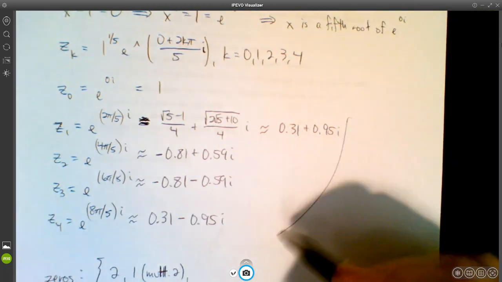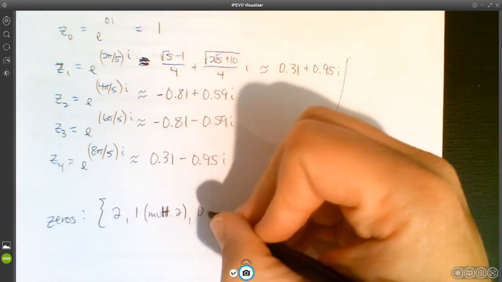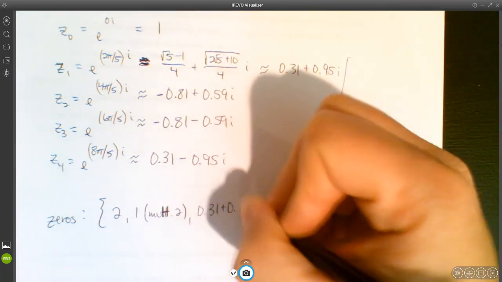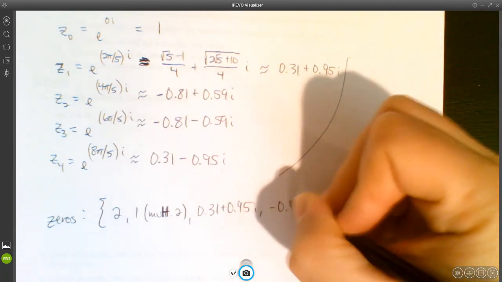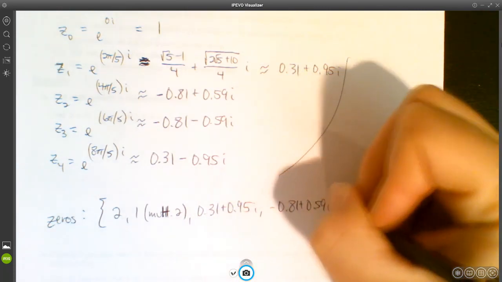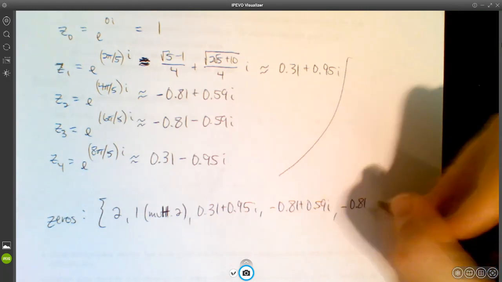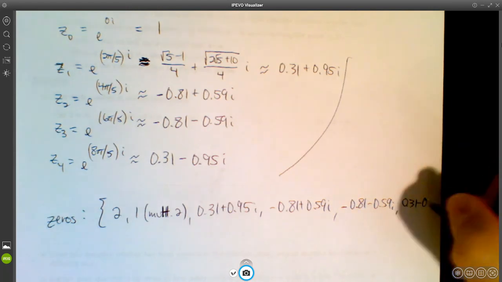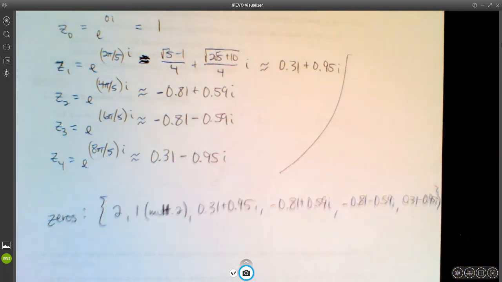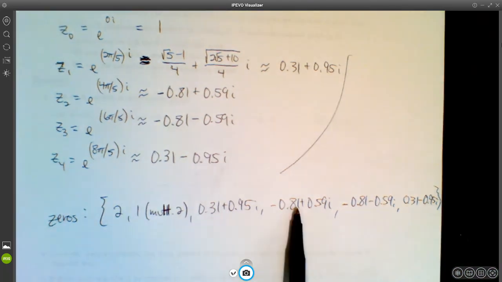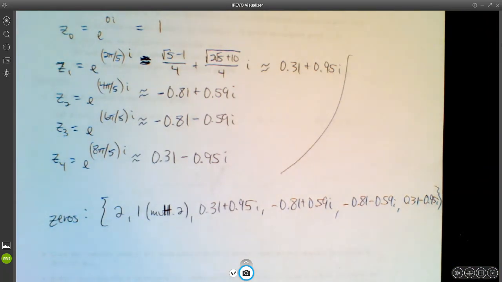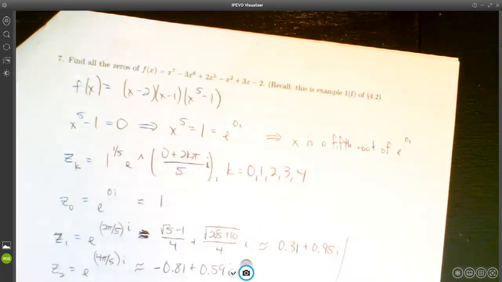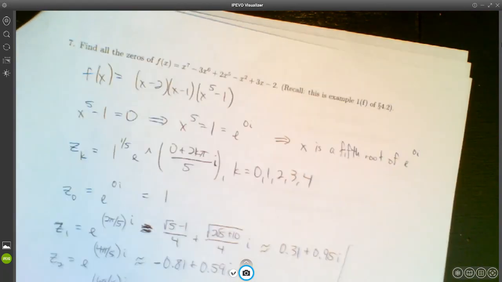Well, they're right here, right? De Moivre's theorem gave them to us. So the other 4 zeros are approximately 0.31 plus 0.95i, negative 0.81 plus 0.59i, negative 0.81 minus 0.59i, and then 0.31 minus 0.95i. And there you have it, right? So we've got 7. 1, 2, 3, 4, 5, 6, 7 zeros of our polynomial. So that does it.